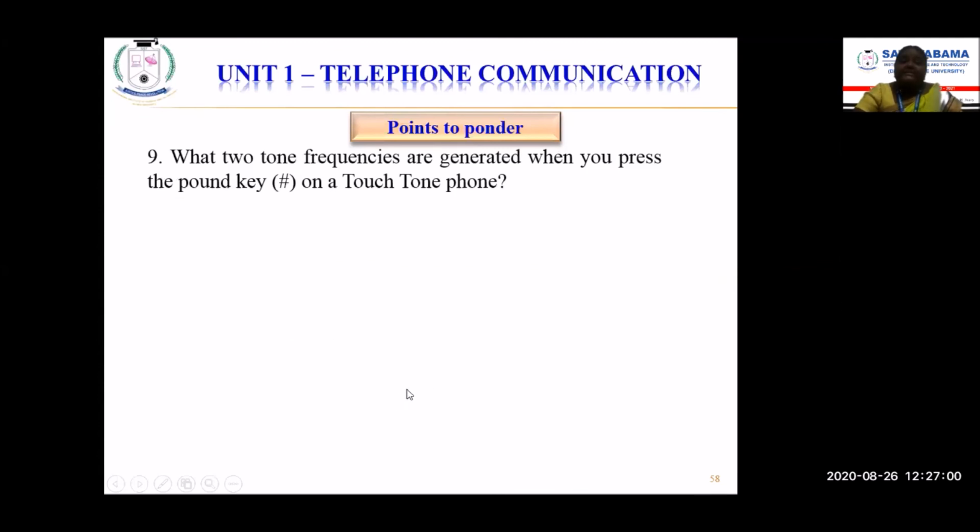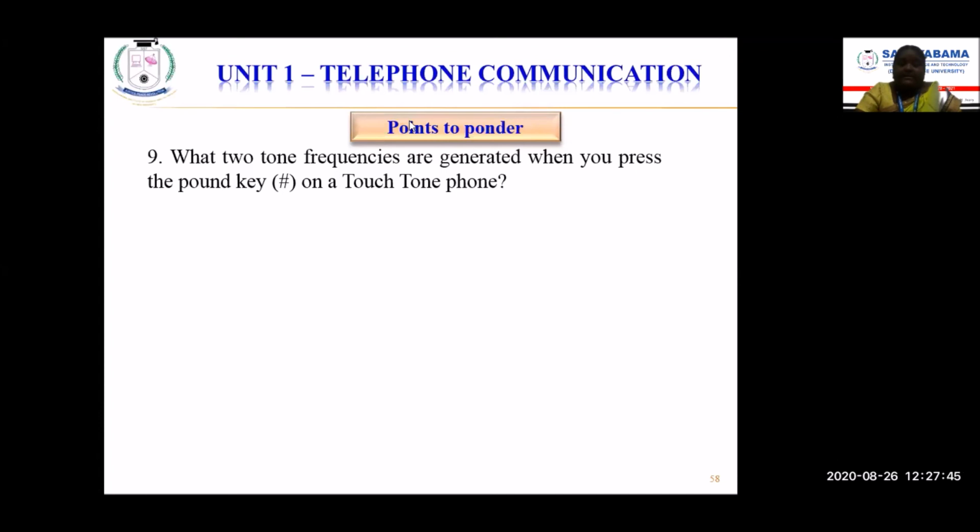What are the two tone frequencies generated when you press the pound key, that is the hash key on the touch tone phone? Please post your answers. This question was asked yesterday by somebody. Yes, Shravanti has answered. It is a combination of 941 and 1477 hertz. It will be linearly coupled and transmitted. Very good. Yes, 941 and 1477. That is the dual tone multi-frequency.